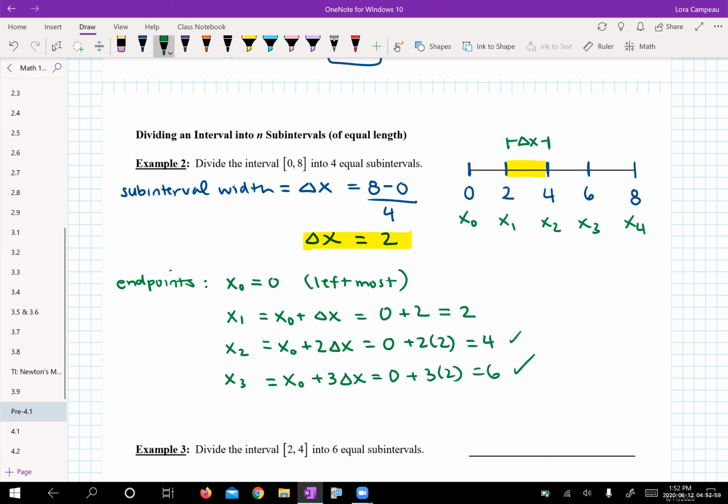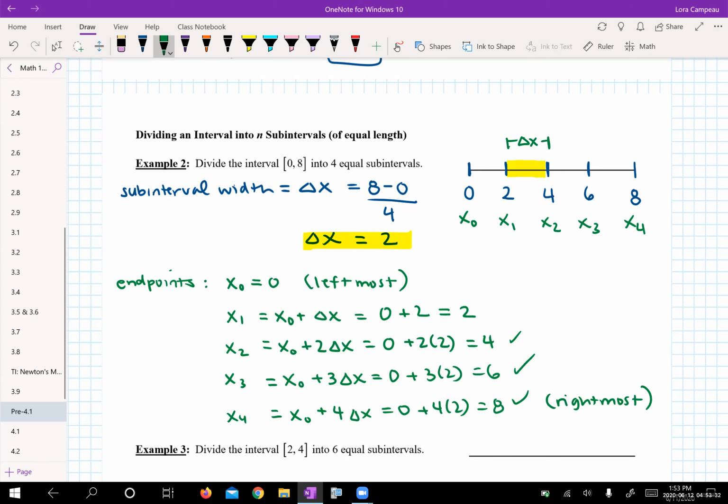And finally, your rightmost endpoint. And even if you don't know where you're stopping, you'll know because you're reaching the end of your interval. We're starting out at the leftmost point, figuring out how many delta x's are we adding. They should be 4 of them. And so we start off with 0 plus 4 times 2. And yeah, we're verifying we just ended off with 8. And by the way, that is the rightmost endpoint.